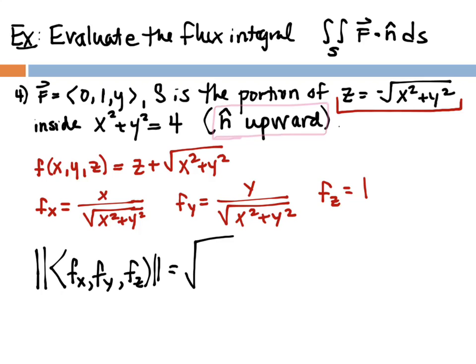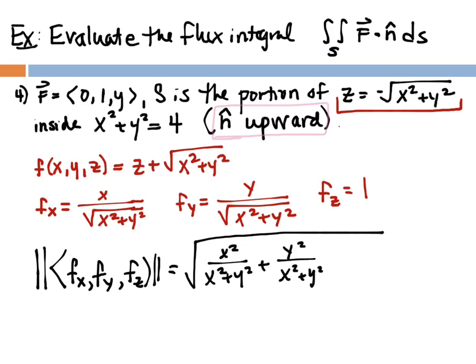So this is going to be the square root of each of those individually squared and summed together, right? So I'm going to have x squared over x squared plus y squared, over x squared plus y squared, plus 1. And what happens when I combine those and simplify? Yeah, I just have square root of 2, right? Is everybody good with that? Fantastic.